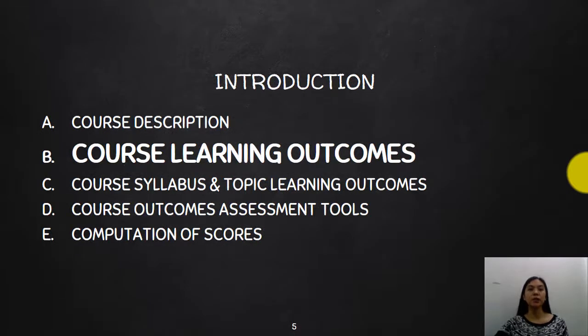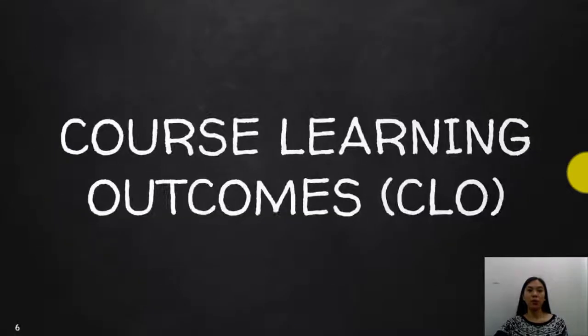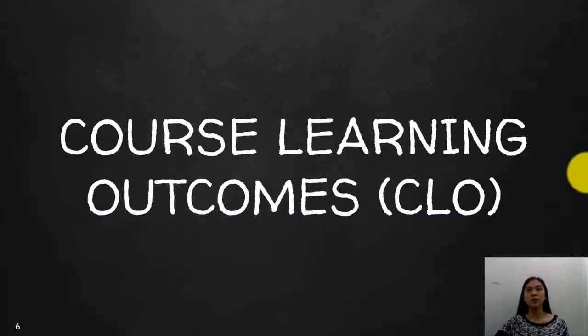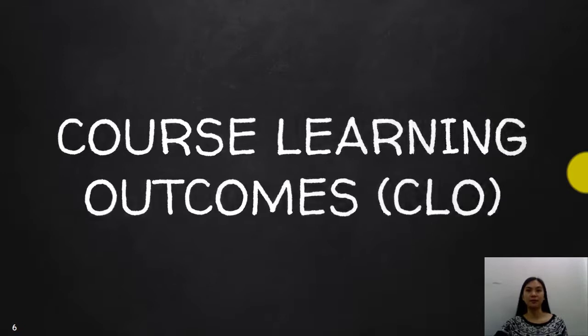The next one is your course learning outcomes. Your course learning outcomes is commonly referred to as your CLO. These are the things that you need to achieve at the end of the course for you to be able then to pass the subject.